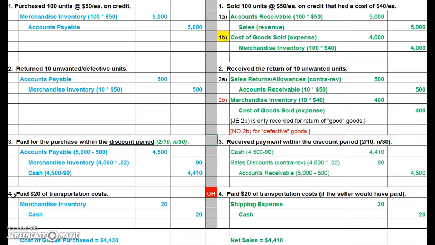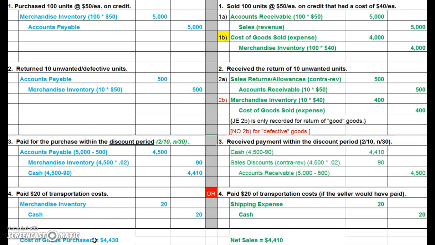The last item I wanted to discuss is what if the buyer had to pay for some sort of transportation or freight or shipping costs. So in this example, let's say that the freight cost an additional $20 and we had to pay for it as the buyer, so I would credit cash for $20. Now I need a debit account name for the $20. And again, according to the cost principle, that $20 of freight-in or transportation costs on the merchandise gets added to the merchandise inventory account.